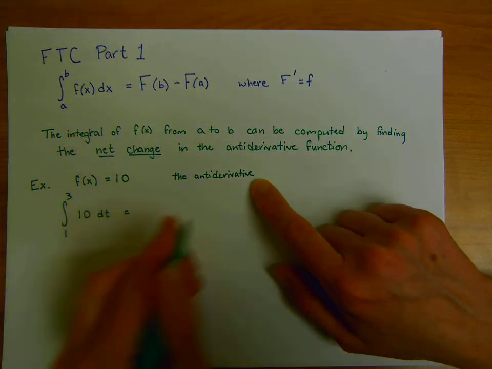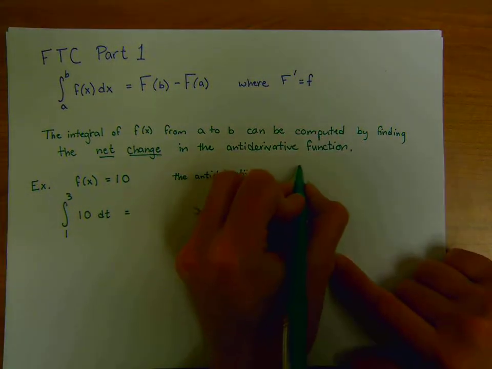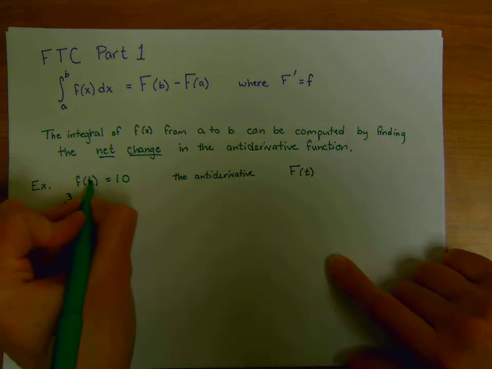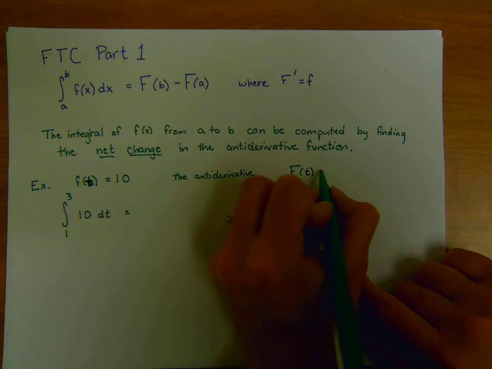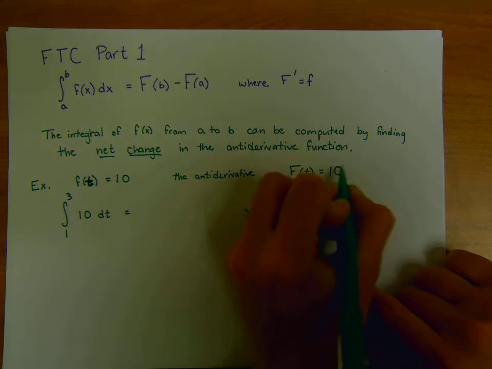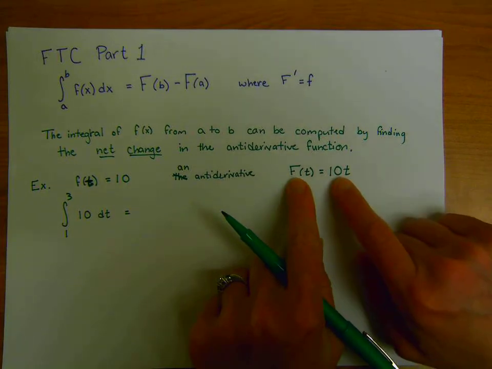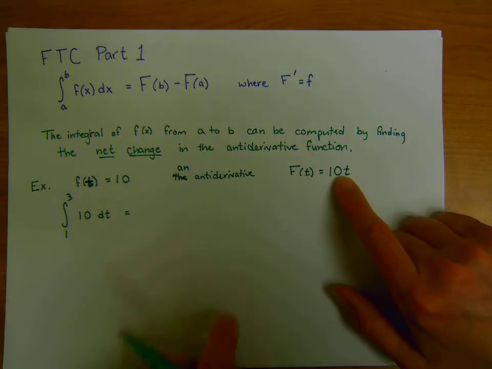So one antiderivative would be the function big F of t. Maybe I'm switching variables. Let's stick with t's. Big F of t would be 10t. I know that this is an antiderivative, as when I take its derivative, I end up with 10.